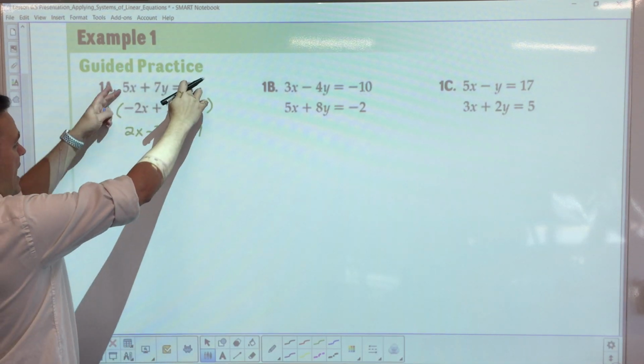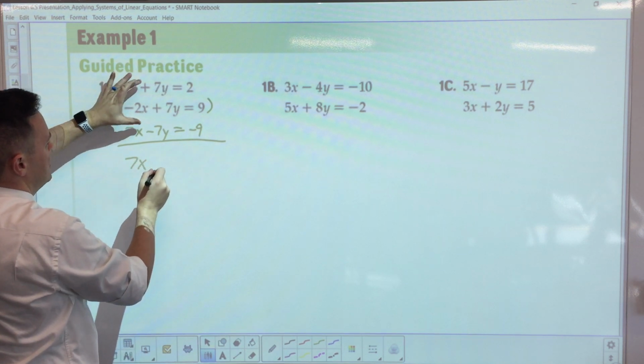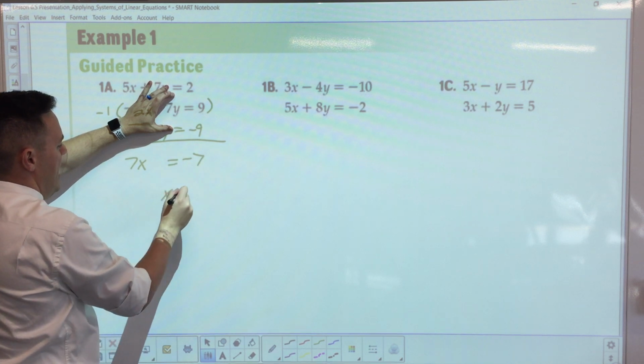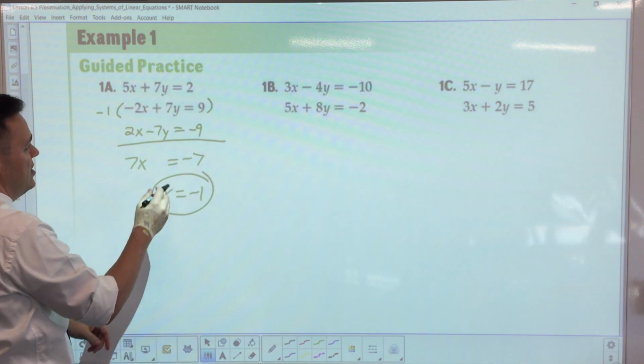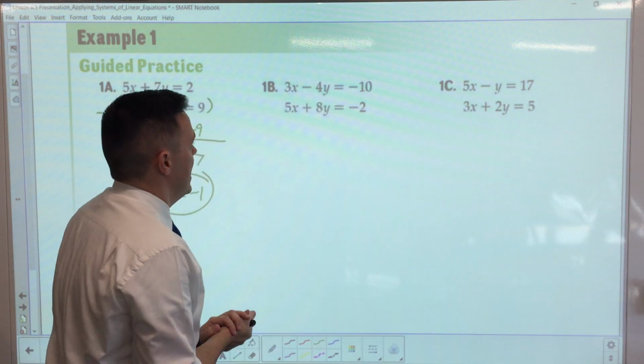Can I now add these two together? Yes, you can. So that is going to be 7x. That cancels out because 7 minus 7 equals -7. X equals -1. Then you plug it back in and solve for y. I'm not going to solve for y because you guys can do that step.